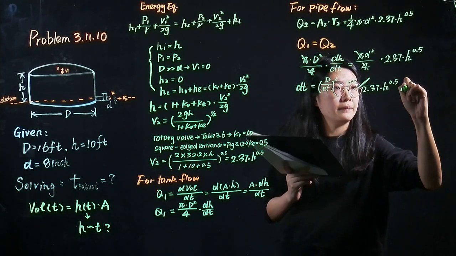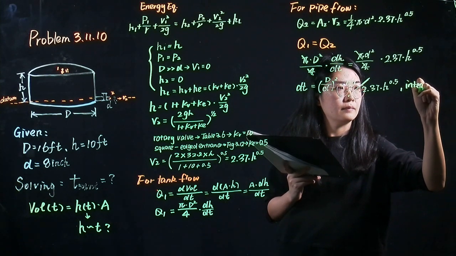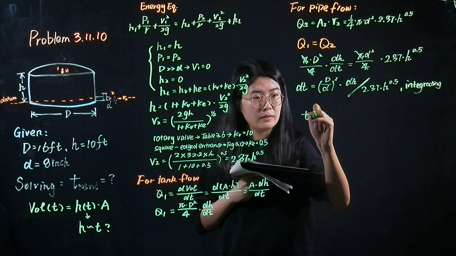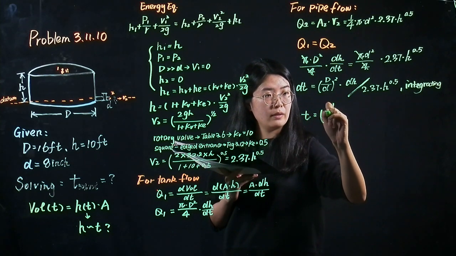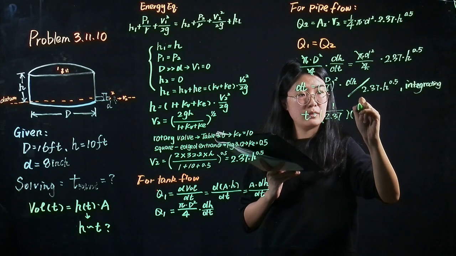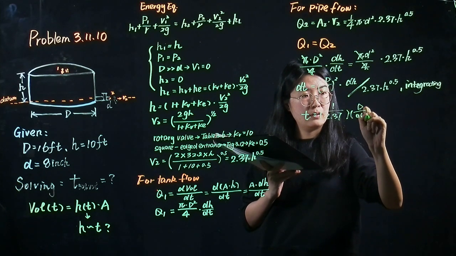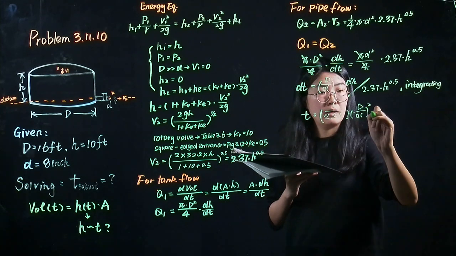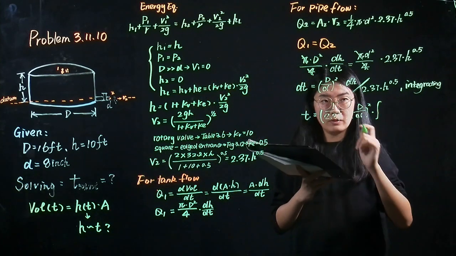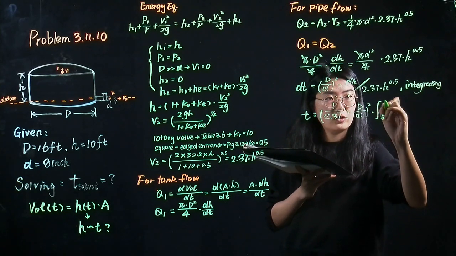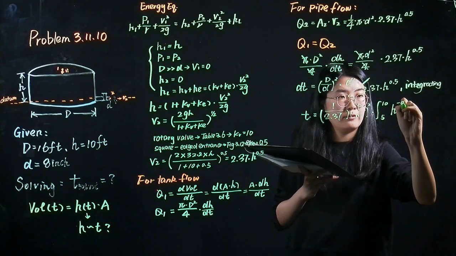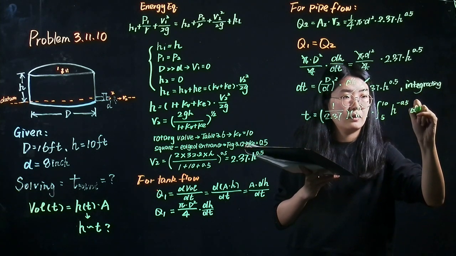Then we need to integrate. We get t equal to 1 over 2.37 times D squared over small d squared, times the integral of H to the power of minus 0.5 dH. Because it's 50% of the water, the height goes from 5 to 10.